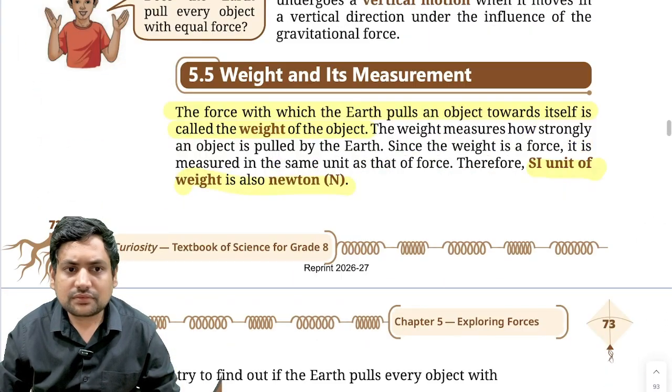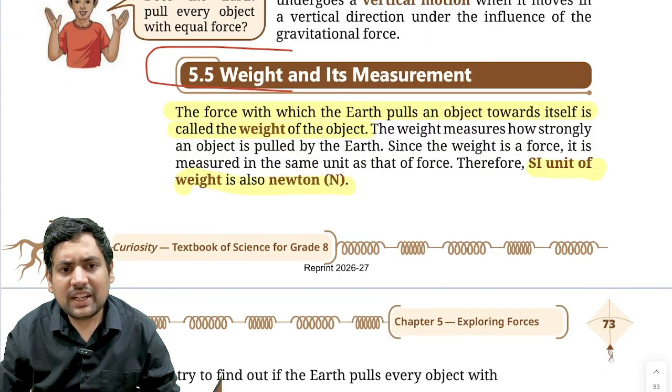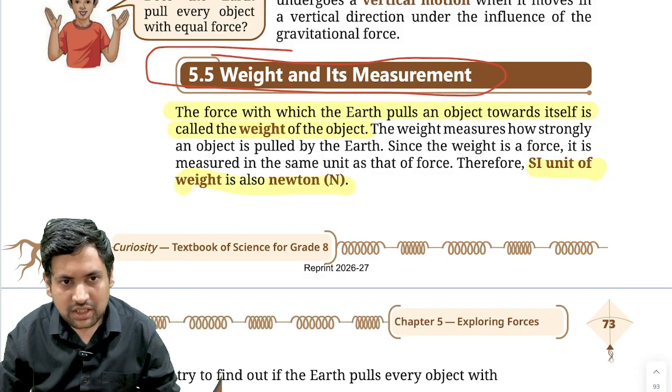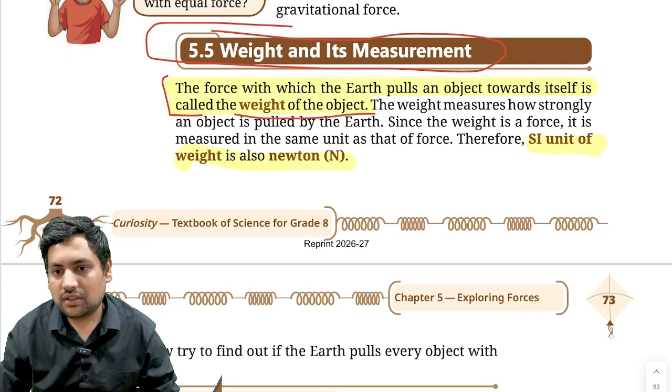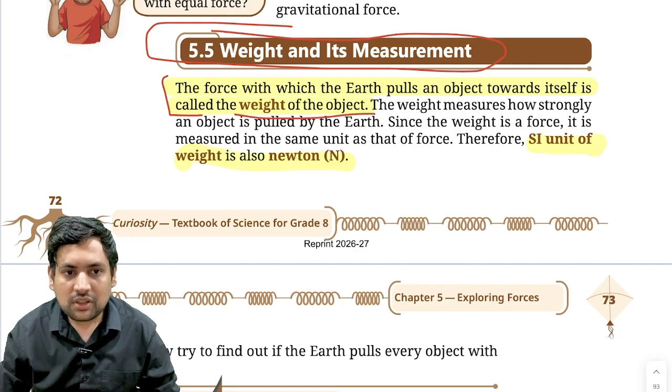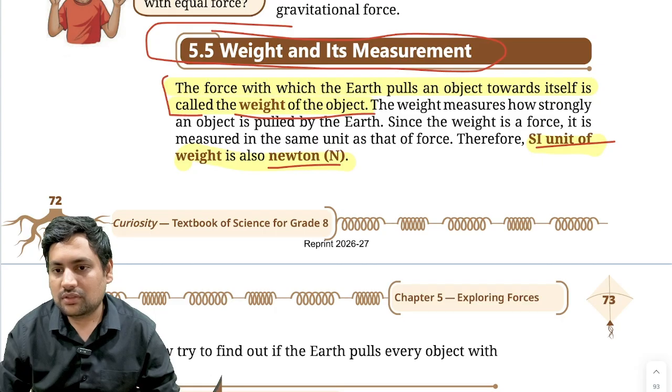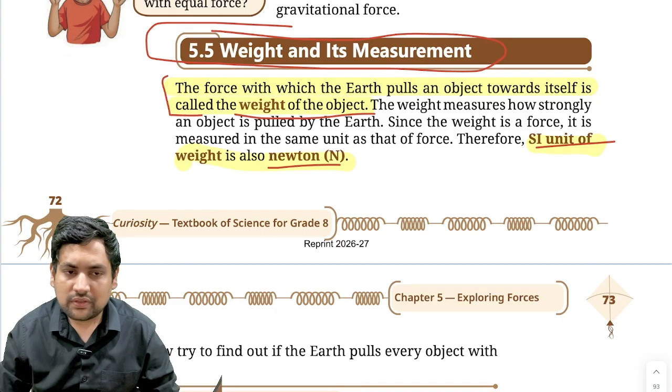Then it talks about weight and measurement. See, the force with which the earth pulls an object towards itself is called the weight of the object. Correct? The SI unit of weight is what? It is Newton. Fine. The SI unit of weight is Newton.